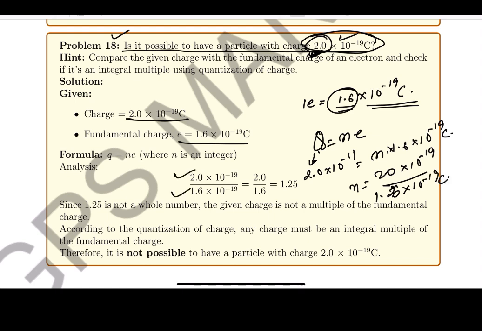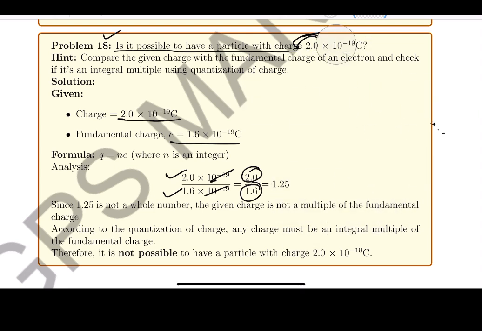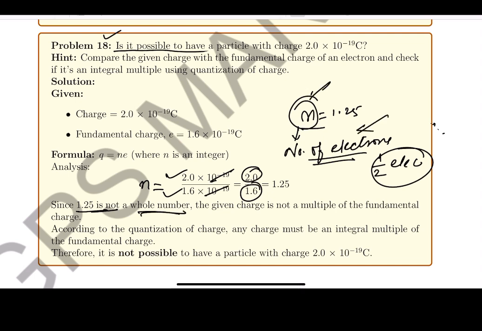So the 10 to the power minus 19 cancels. 2.0 by 1.6 gives 1.25. Now what is n? I got the value of n to be 1.25. But n means number of electrons, right? Can there be half electrons? No, I cannot divide electrons. So 1.25 is not a whole number. n is not 0, 1, 2 like this.